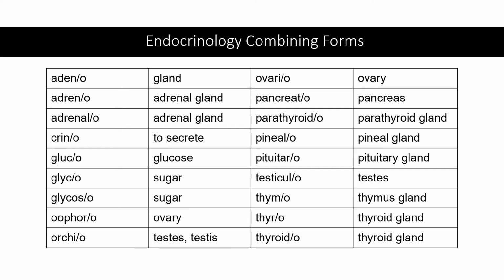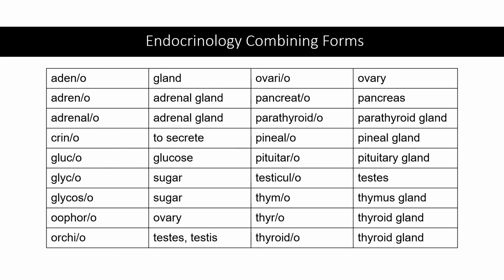Here are some endocrinology combining forms. Adeno, gland. Adreno refers to the adrenal gland, and so does adrenalo. Crino, to secrete. Gluco, glucose. Glyco refers to sugar. Glycoso, also sugar. Oophoro, ovaries. Orchio, testes or testis. Ovario, ovary. Pancreato, pancreas. Parathyroido, parathyroid gland. Pinealo, pineal gland. Pituitario, pituitary gland.